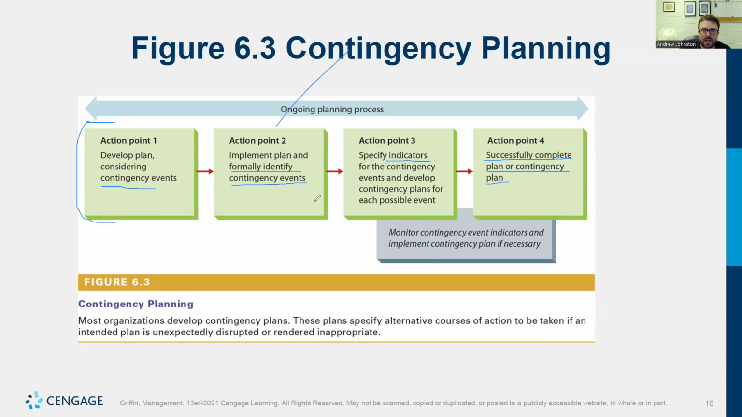So each of these branches out into different contingency plans. And then for each set of indicators, you're going to have a plan. And the whole time, as you're implementing your plans, you're monitoring the environment to see whether those indicators are present, and in which case, do we need to start implementing the contingency plan that we've created?